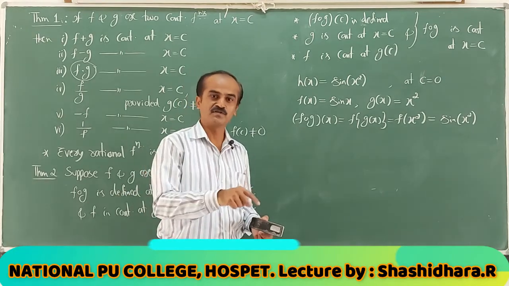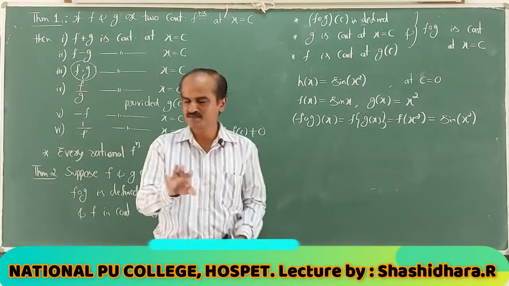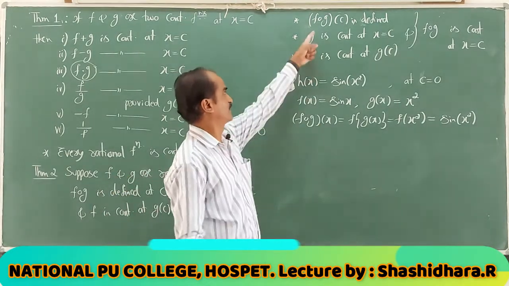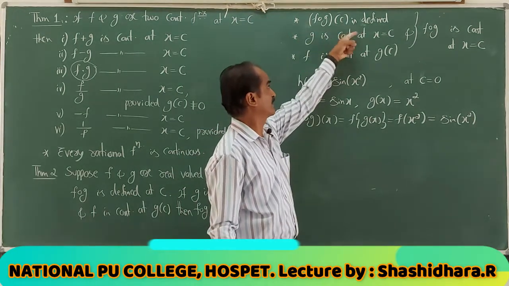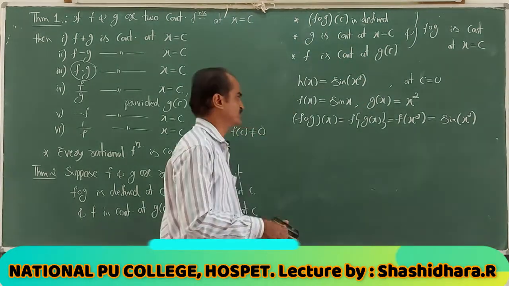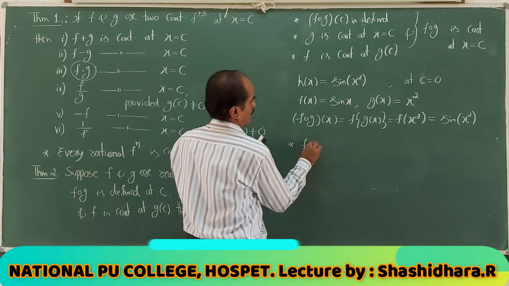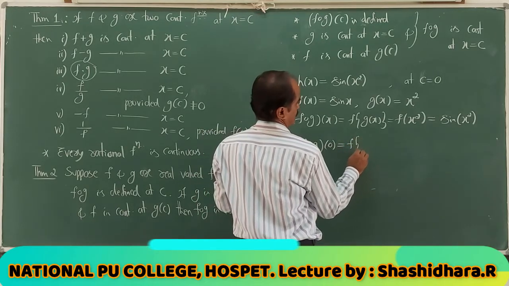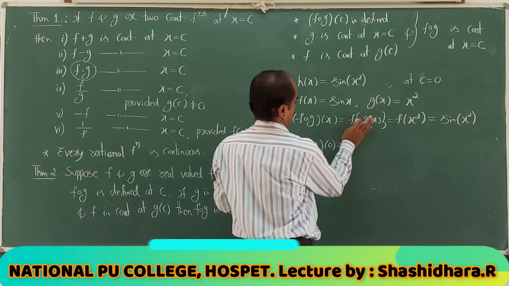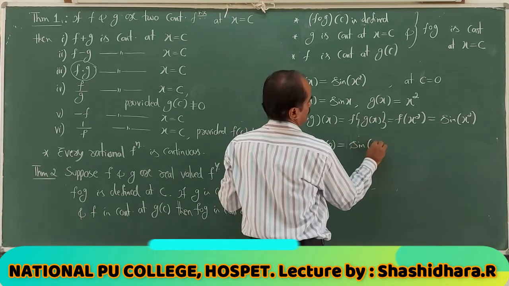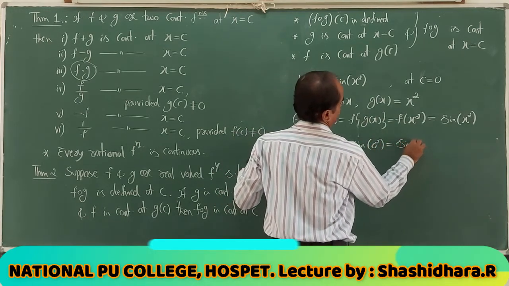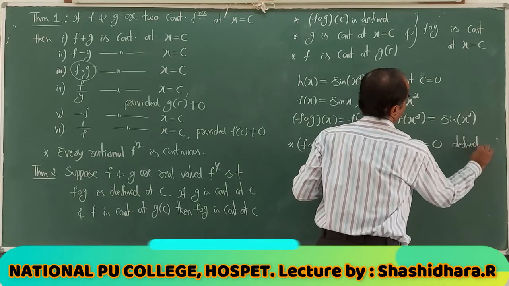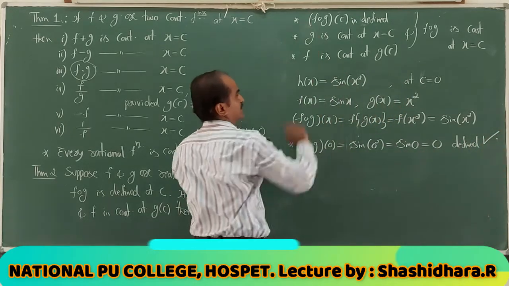To check whether a composition of functions is continuous at a point c or not, this theorem is going to be helpful. How to check this? First, the composition of functions at the given point must be well defined. Let me check the first point. f∘g of 0, it is f of, that is the sine of 0 square, it is sine 0, which is 0. It is defined, a value is defined. First one is cleared.